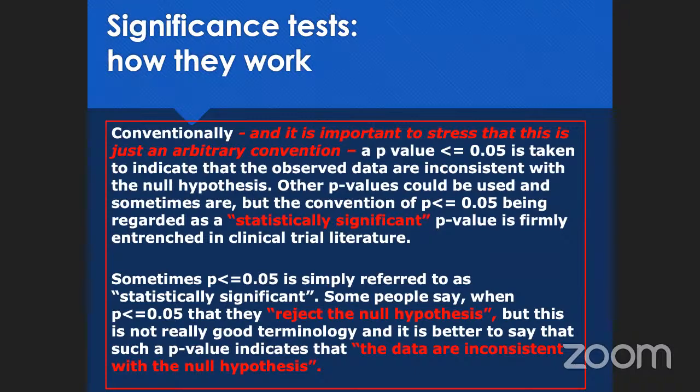Sometimes a p-value below 0.05 is simply referred to as a statistically significant result, with some researchers saying that this indicates rejecting the null hypothesis. But this is not good terminology, and it is better to say that such p-values indicate that the data are inconsistent with the null hypothesis, as a more scientific term.